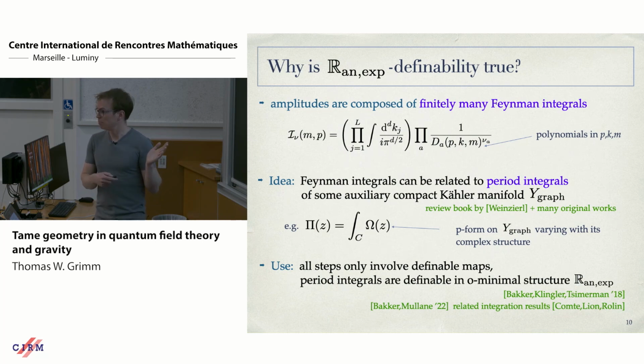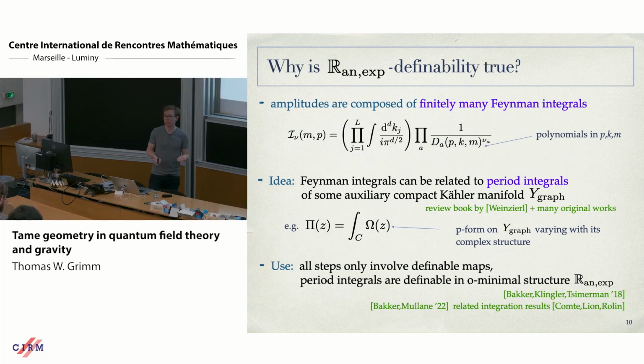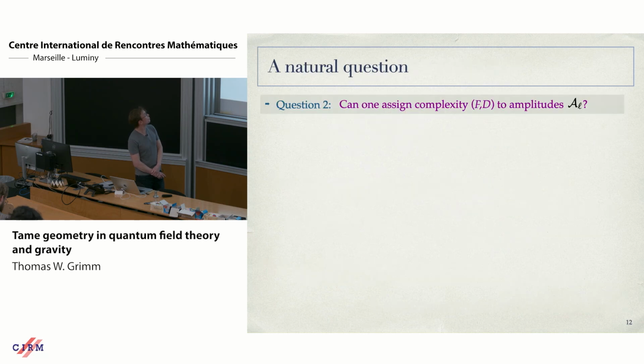And that the period integrals are definable in some o-minimal structure, namely this R and X. Okay? So you see we are almost there of relating the amplitude literature with the period literature, and especially with these new insights from tame geometry, but this is something ongoing.